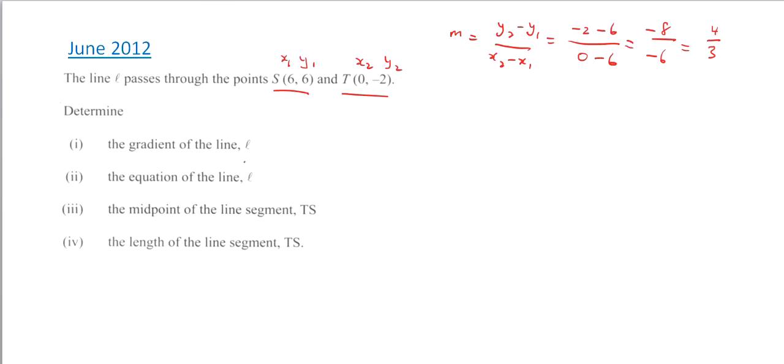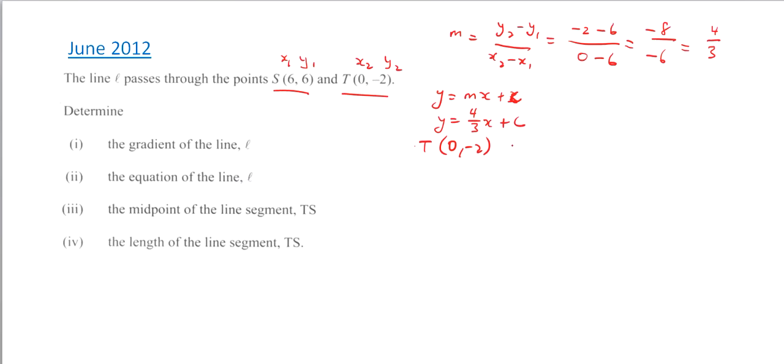Right? The next thing they want now, what is the equation of the line? So we know the general equation of a line is y equals mx plus c. We already know the gradient. The gradient is 4 over 3. So therefore, y is equal to 4 over 3 x plus c. So what we do, we take any one of the points. So I'm going to use T, right, because the numbers are smaller to work with. Right, so if I'm using a point T, T is really (0, -2).